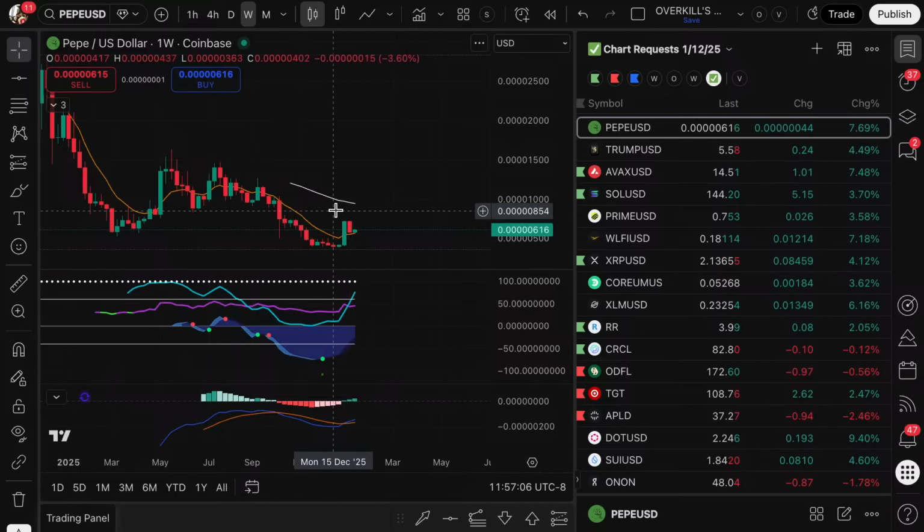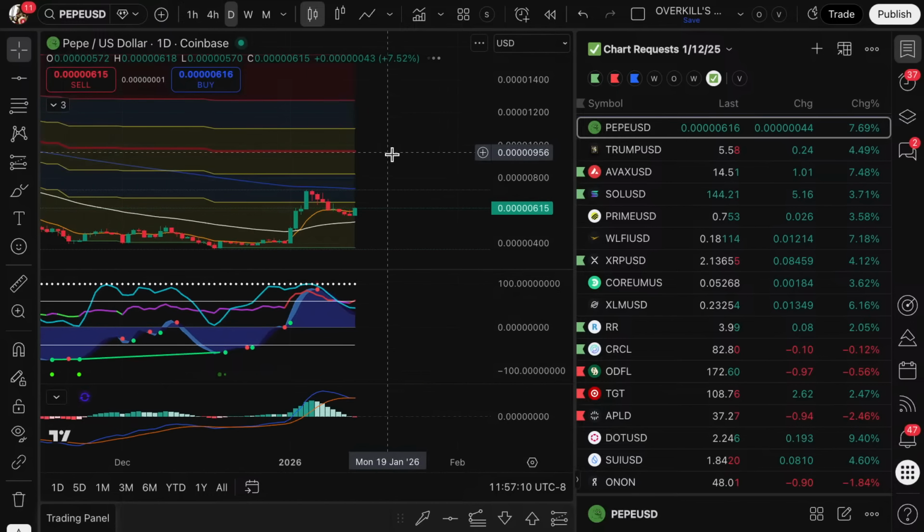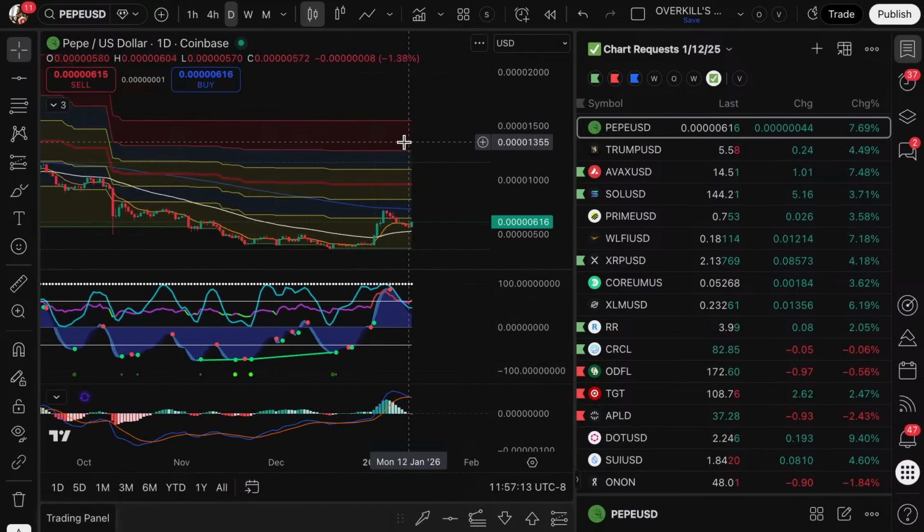Pepe's looking good here. I'd still be a buyer of Pepe down here. And if you like the name, I'd still be a holder. What you could look for is for this thing to come back up here into the red zone. That's when you're going to want to sell.